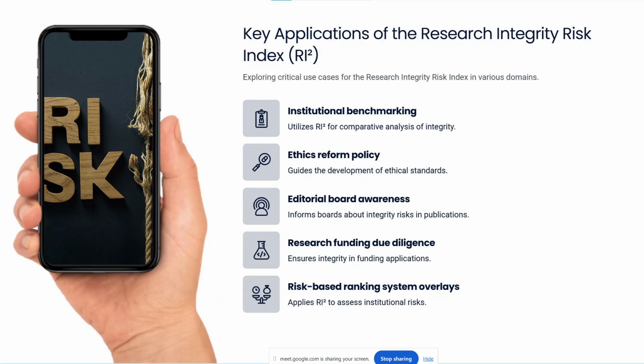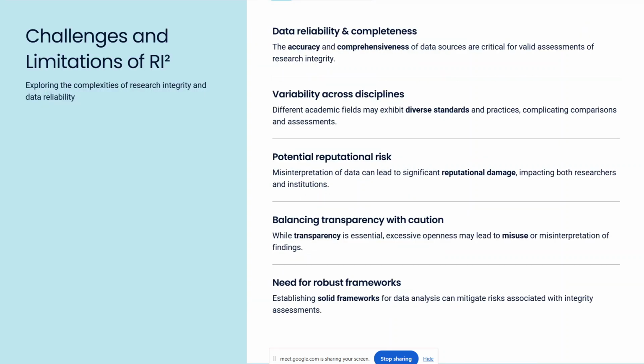Yes, sir. Okay. And the last one is risk based ranking system overlays. If we highlight the institution based on this RI square value, definitely it will affect the ranking system of all universities, and people will come to know what are all the top universities where we can enroll for higher studies programs. So these are all key applications of this RI square value.